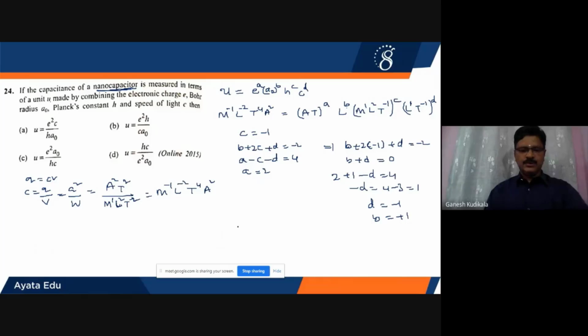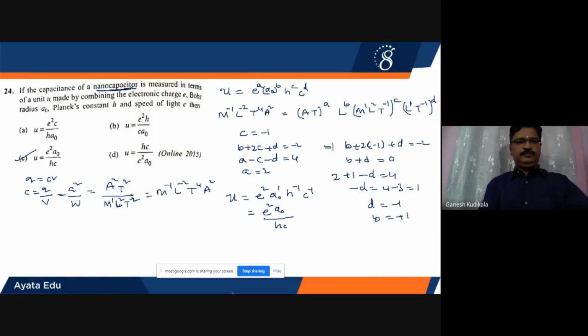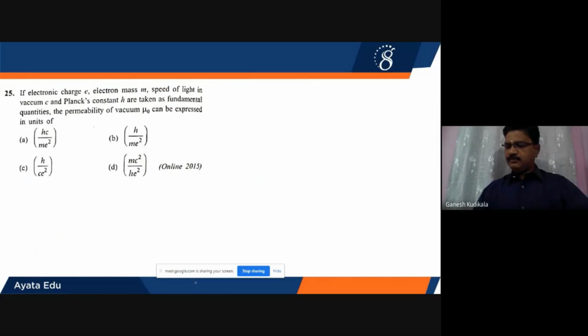Now I got the four values. So after getting the four values, let us write down the equation. U will be equal to capacitance in terms of charge. E to the power of A, 2. Radius to the power of B, B is 1. And Planck's constant to the power of C, C value will be equal to minus 1. And the speed of light to the power of D, D is also minus 1, so these two will go down. Therefore, E square A naught divided by HC. That is your C option. Okay. Next one, the 25th one.